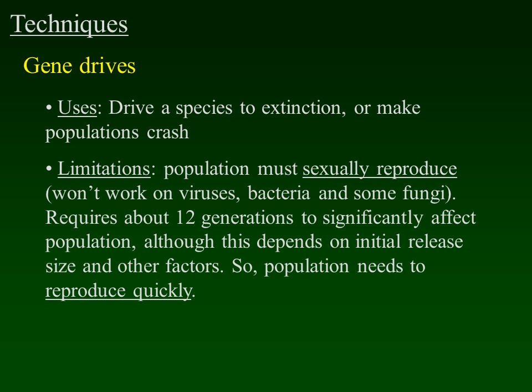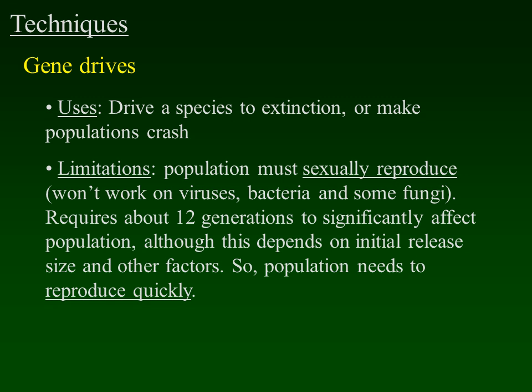And you can also augment this by the initial release size. If instead of just putting one or a small number of individuals out there with a gene drive in them, you seed into the population every 1 in 1,000 individuals has the gene drive, or 1 in every 100 individuals has the gene drive, then it will spread through the population much faster. But this is also based on gene conversion rates and that kind of thing. But the bottom line is that to really make it work, populations need to reproduce quickly.